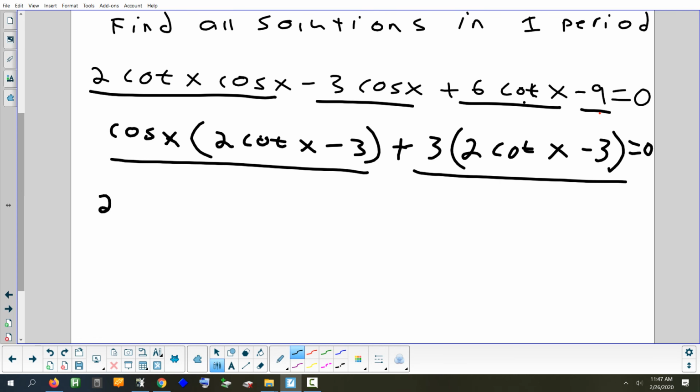The two things that I just underlined, what do they both have in common? Cotangent x. Yep, so do it again. 2 cotangent x minus 3. If you take that away from the first one that's underlined, all you're left with is cosine. If you take that away from the second one that's underlined, what are you left with there?